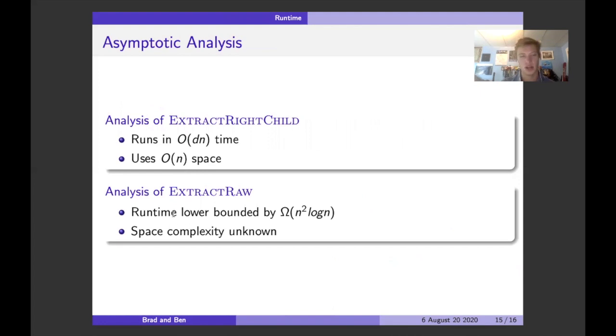And then the runtime of extract raw is lower bounded by n squared log n. We find this because what we end up having to do is something just as hard as computing the homology of these subcomplexes that are fed in recursively. And we know that computing the homology of something is lower bounded by n squared log n. So that's where we find this, which is the same time complexity as matrix multiplication. And then its space complexity is unknown, but we do have a nice time complexity improvement from extract raw.